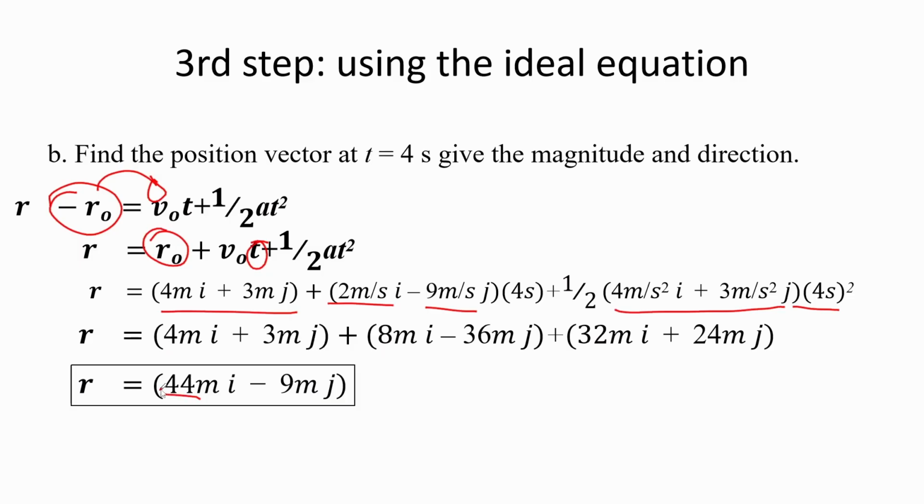Then you have the j hat, the y component. So 3 minus 36 plus 24 gives you this value, negative 9 meters. So this is now the position vector at time t equal to 4 seconds.